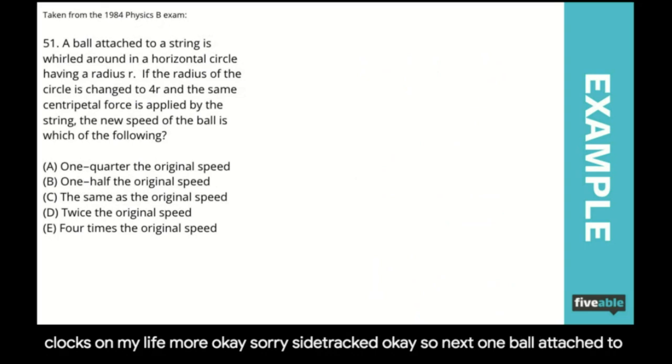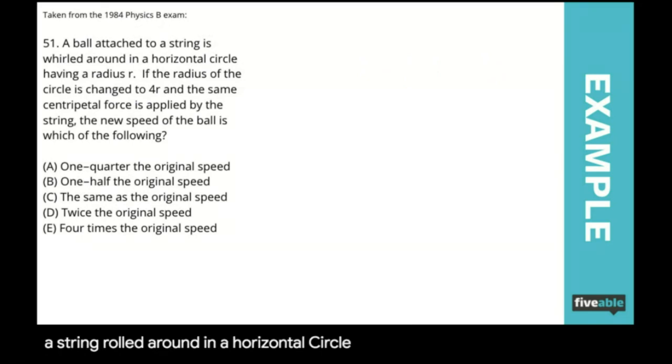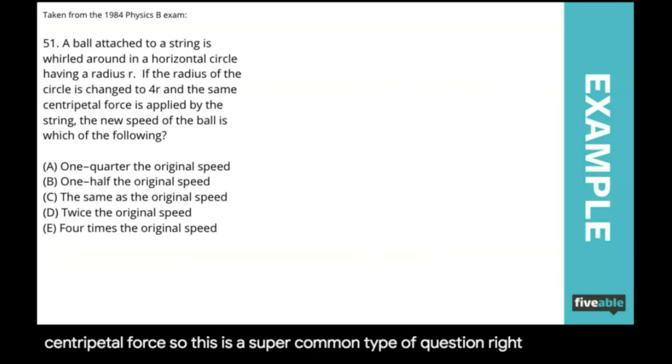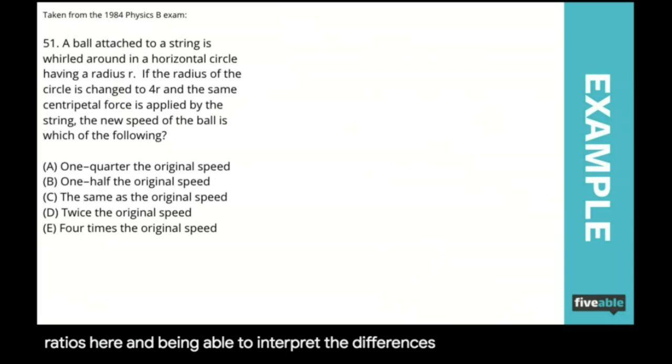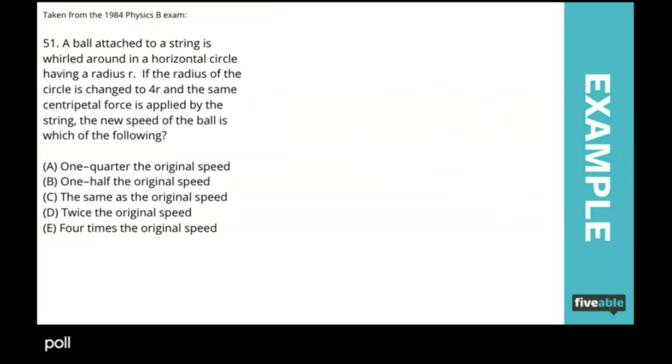Okay, so next one. A ball attached to a string is rolled around in a horizontal circle with a radius r. What happens if we change the radius of the circle to 4r and apply the same centripetal force? This is a super common type of question, right? Looking at ratios and being able to interpret the differences. So I will open up another poll.